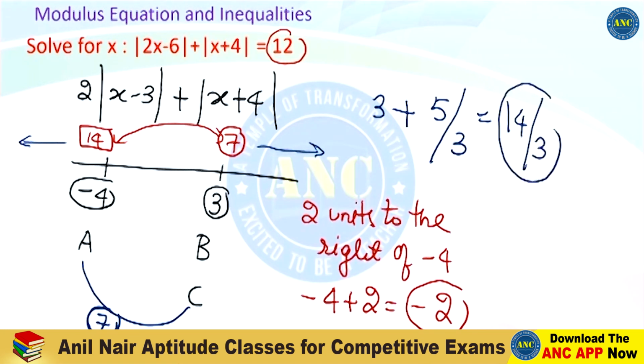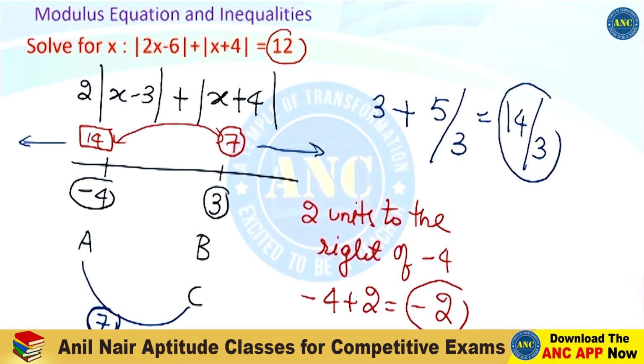I told you that if I take two modulus functions and add them, there can be exactly one solution, exactly two solutions, or no solutions. That also, k less than the given minimum value for k, is possible. I hope the idea is clear. So one answer is minus 2, another is 14 by 3.